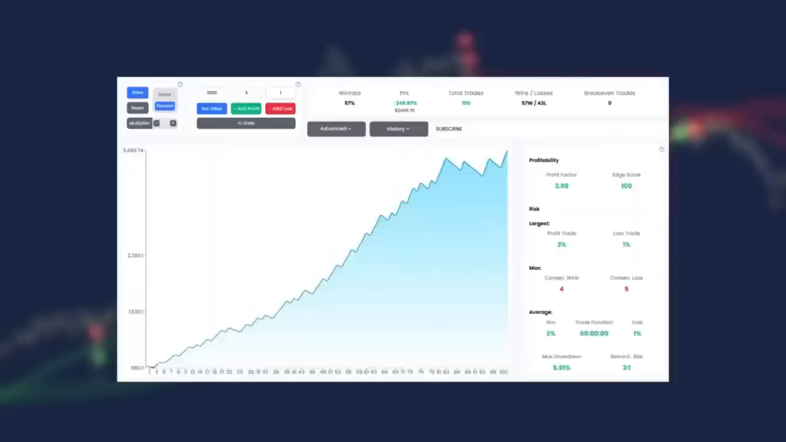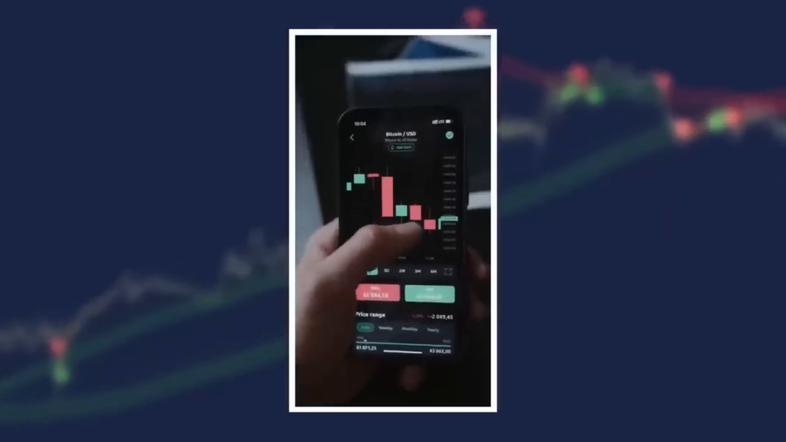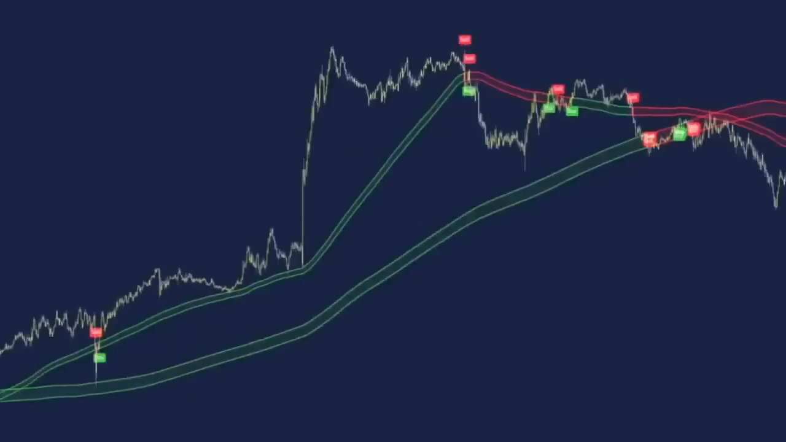This is the most accurate buy-sell indicator on TradingView, and there are a couple of secrets during this video that you're not going to want to miss.